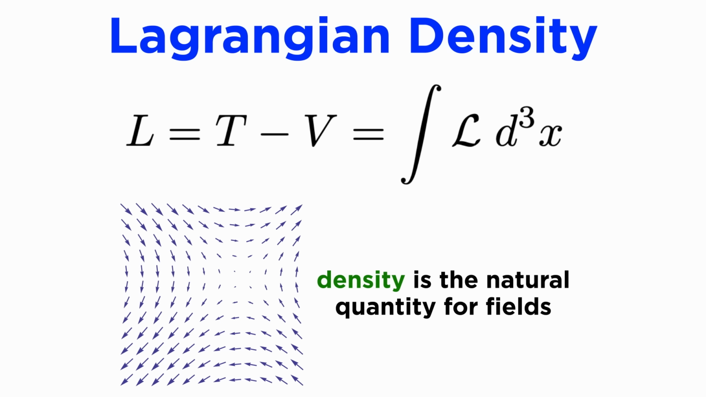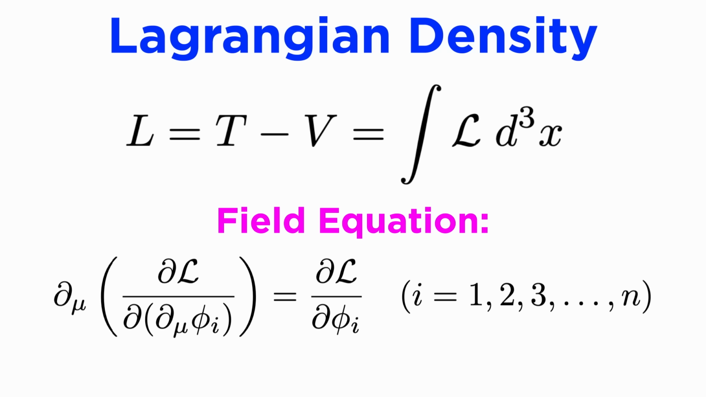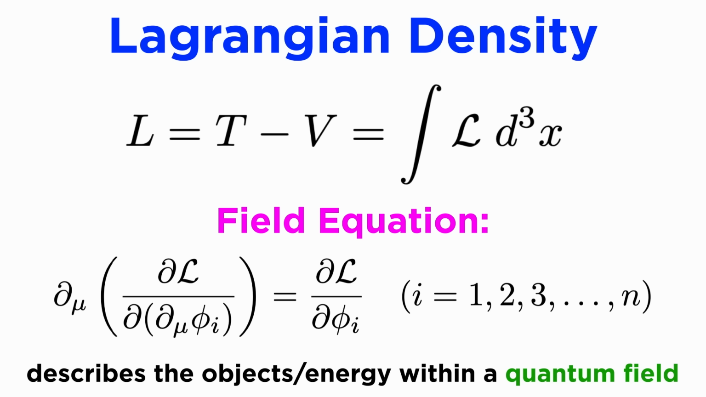This reflects how the natural quantity for fields is a density, since fields are defined at every point of both space and time. From the Lagrangian density, the so-called field equation can be written. This is an equation analogous to the classical equations of motion that describes the objects and energy within a given quantum field. As a result, the Lagrangian density is often used to express quantum field theories.